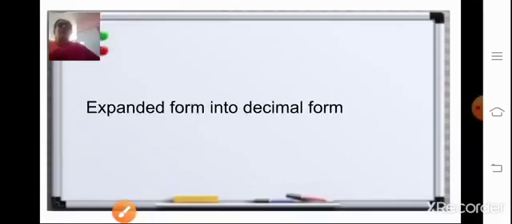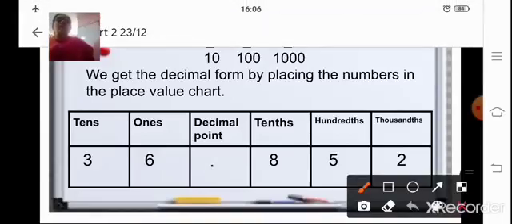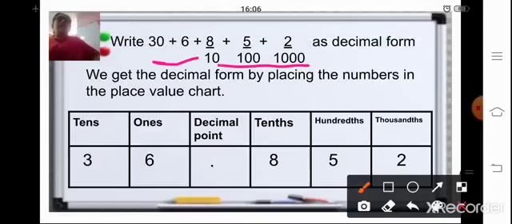Okay, now the other topic: how to write the expanded form into decimal form, or you can say short form. Let's start with an example. Write 30 plus 6 plus 8 upon 10 plus 5 upon 100 plus 2 upon 1000 as decimal form. Now here, children, the expanded form of a number is given. This sum can be done in 2 methods. Both the methods I'll show. You can use any one of the methods. We get the decimal form by placing the numbers in the place value chart.